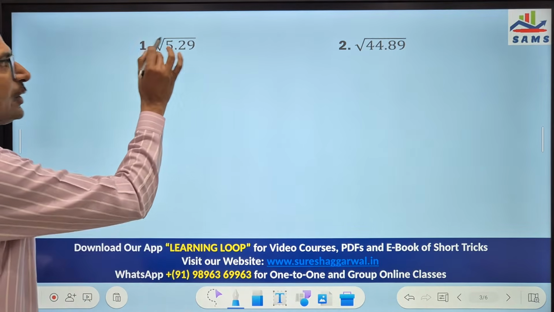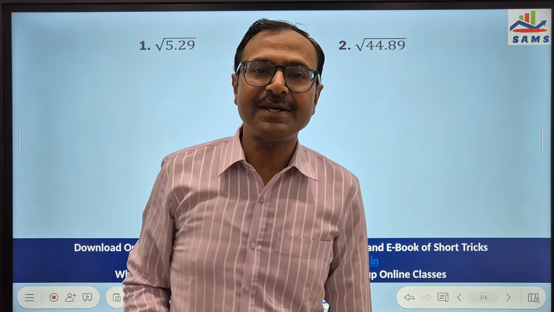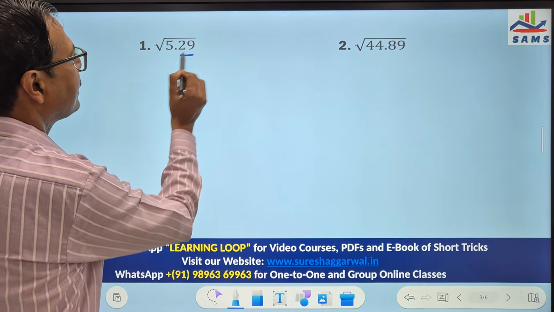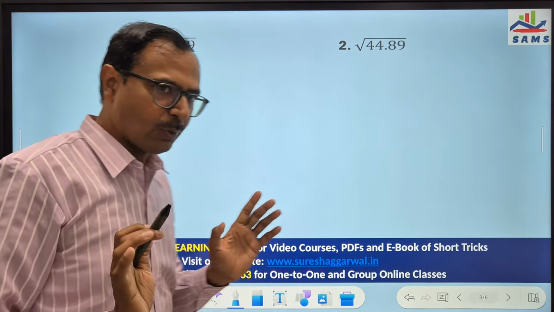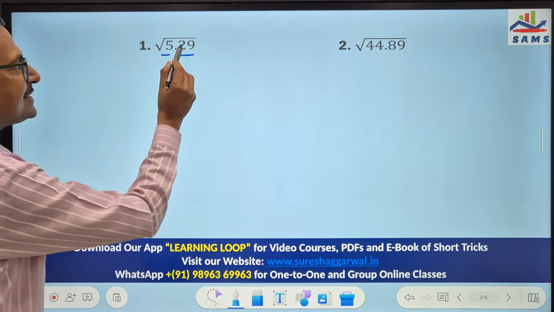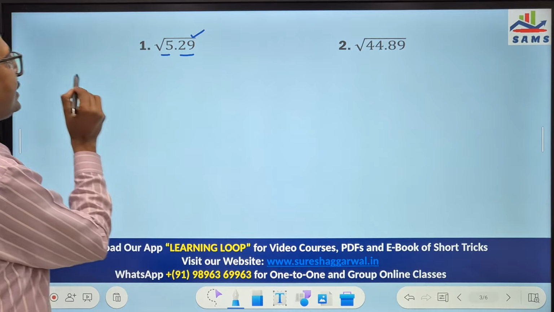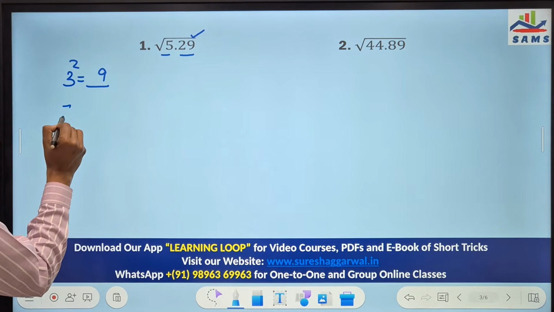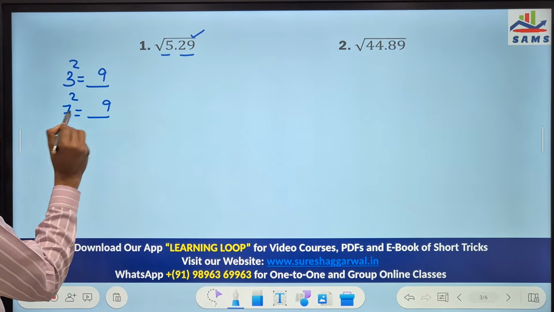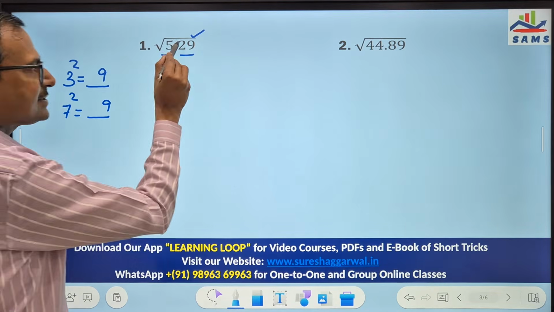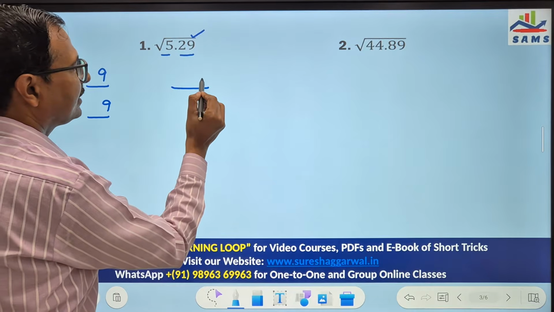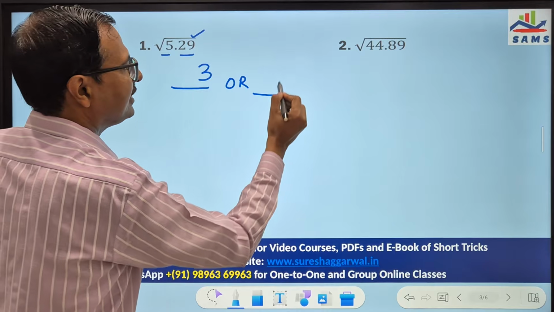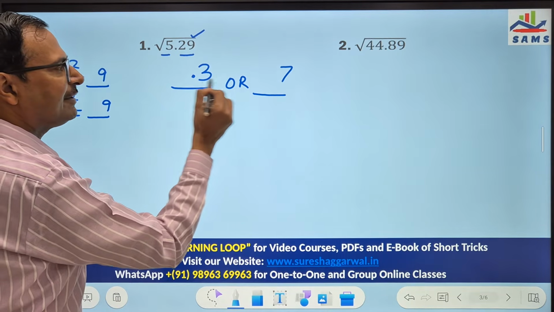Now here we have the square root of 5.29. First thing is you have two digits after decimal, so I'll pair them up and then 5 will be left alone. Now 29 ends in 9. Only 3 square ends in 9, that is 9 itself, and 7 square ends in 9, which is 49, right? So my answer will have either 3 at the end or 7 at the end. Now obviously we will have a decimal here.